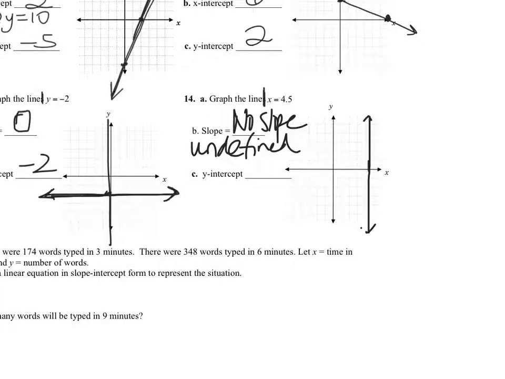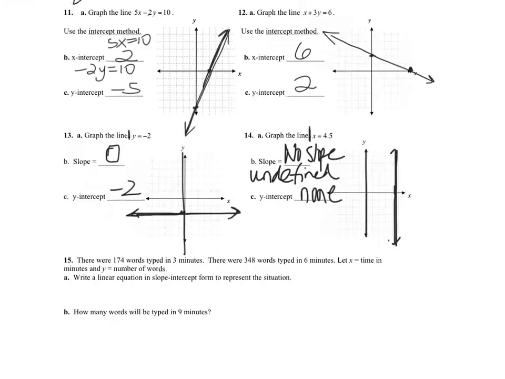And guess what else it doesn't have? It doesn't have a y-intercept either. Okay? See the y-axis? See your line? Do they intersect anywhere? No. Don't say 0. Say none. Y-intercept, none.